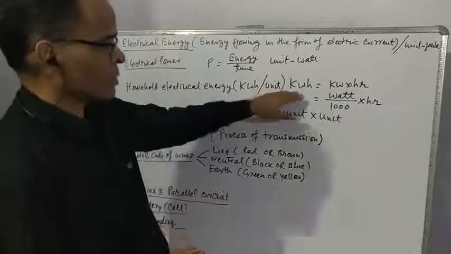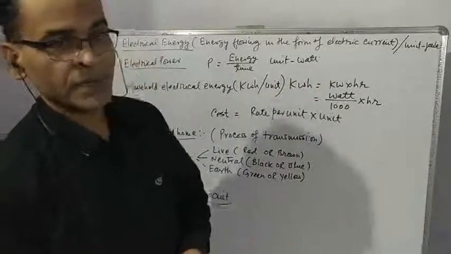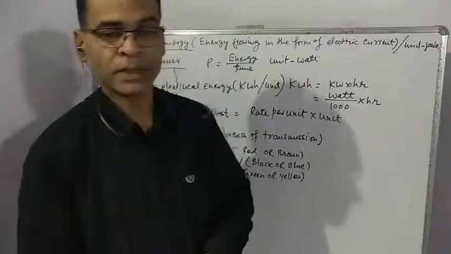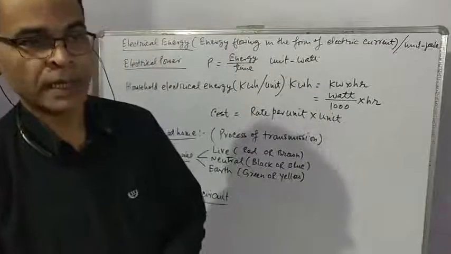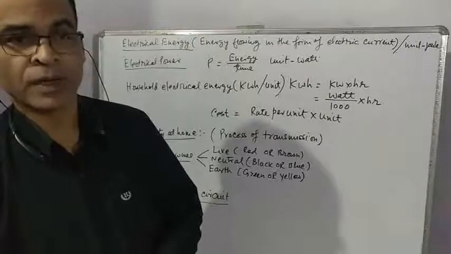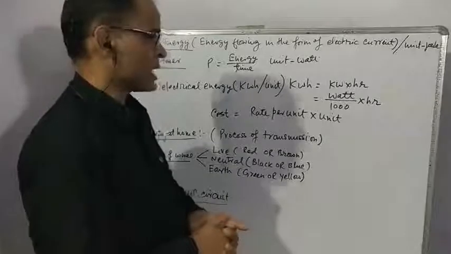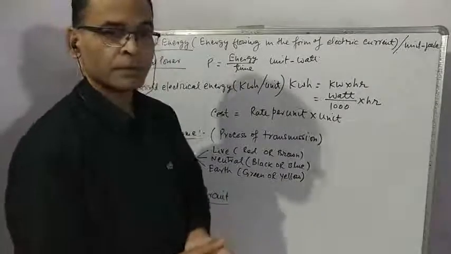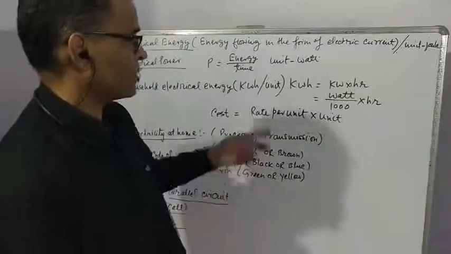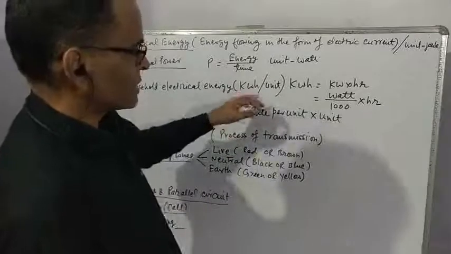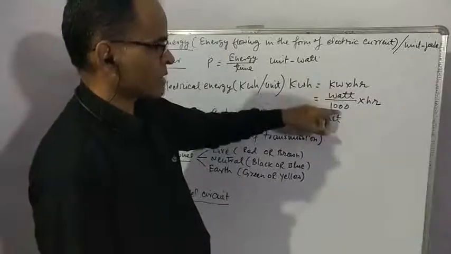Kilowatt hour is equal to kilowatt into 1 hour. If a device of 1 kilowatt, that is 1000 watt, runs for 1 hour, then the electricity consumed is 1 kilowatt hour. Some devices are of less power, meaning their power is represented in watts, and if you want to find kilowatt hour for such devices, you have to use the formula watt upon 1000 into hour.